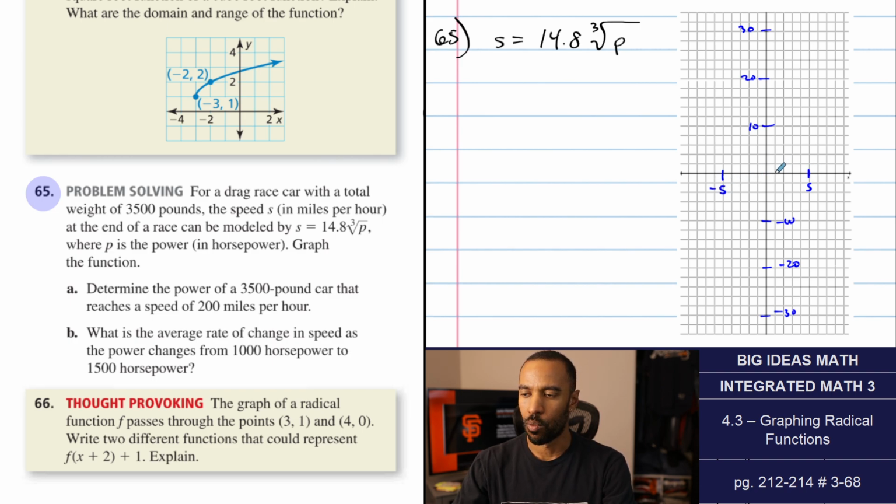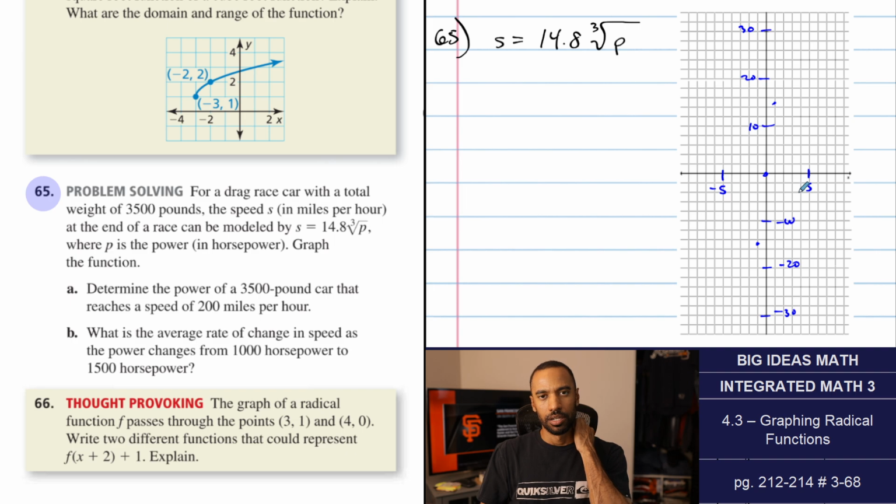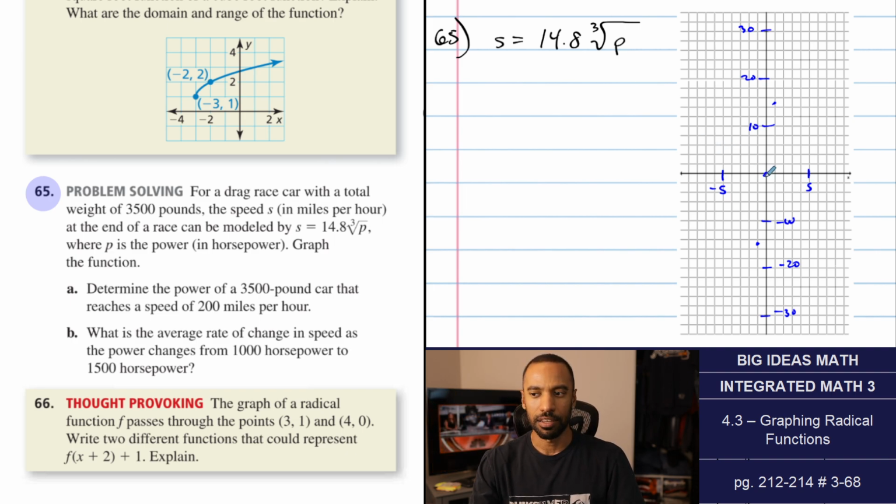Okay, when I go over 1, I'm going up 14.8, which is pretty much 15. And same with left 1 and down 14.8. Now, once again, I don't believe that this negative domain, the negative speed or negative horsepower or whatever should really apply, but they just said graph the function. They didn't talk about domain at all yet.